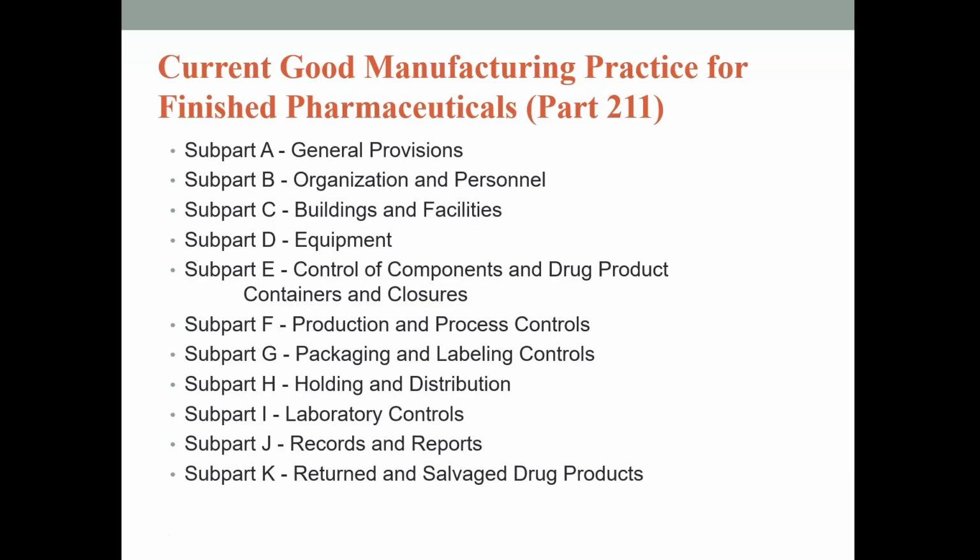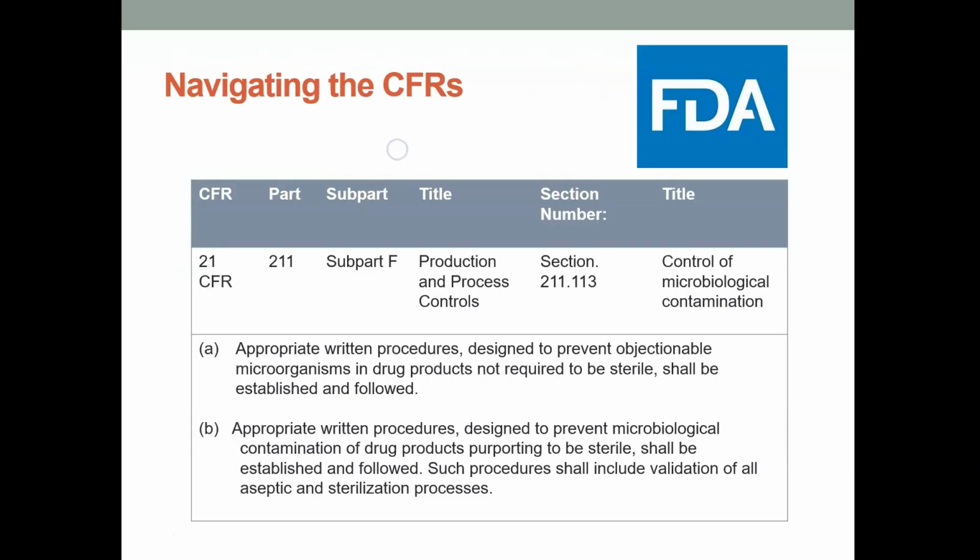Packaging and labelling controls, holding and distribution. Your laboratory controls, then what are the requirements around the labs. Records and your reports, and returns and salvage of drug products. So if you're going to be able to rework products that failed initial testing, or if you've got stuff that is sent back to you, what do you do with it?